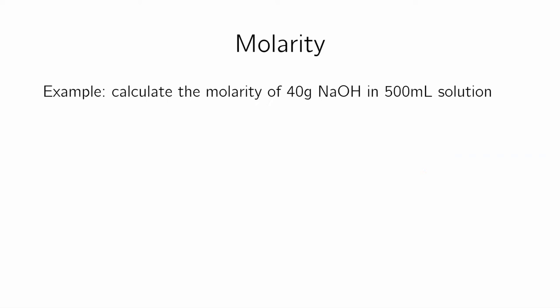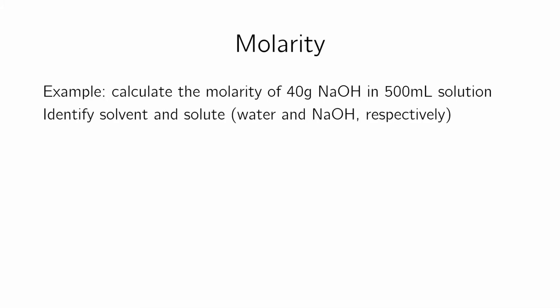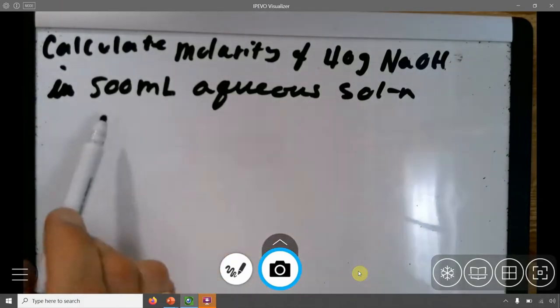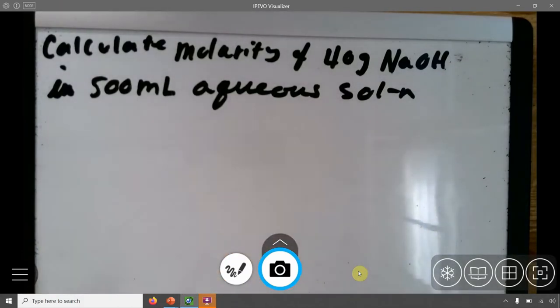Okay. So let's look at an example. I want to calculate the molarity of 40 grams of NaOH in 500 milliliters aqueous solution, in water. I have it solved out here for you. You can follow this along later if you want, but I will also do this here by hand for you. I will take this as having 2 sig figs here and 3 sig figs here. We'll just play along.